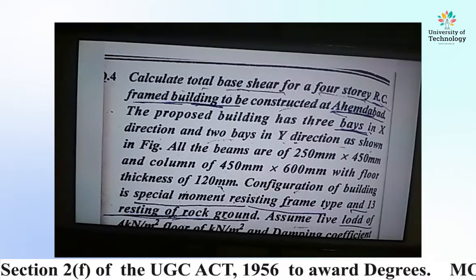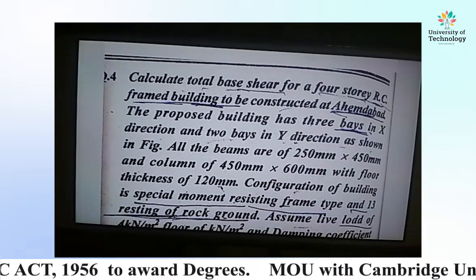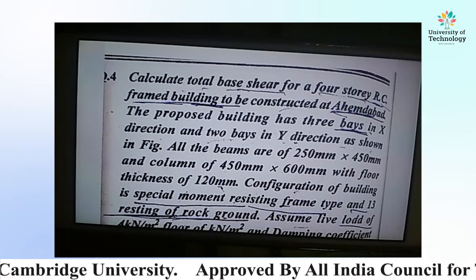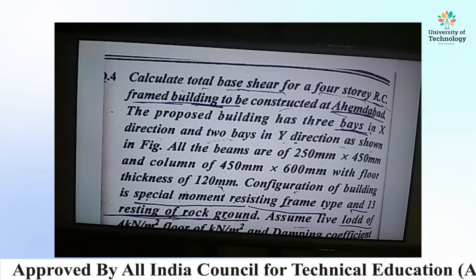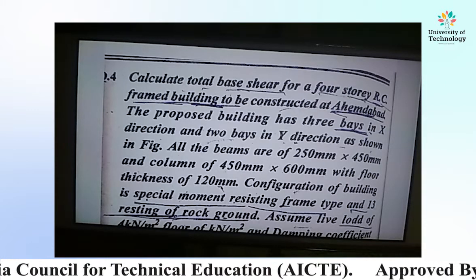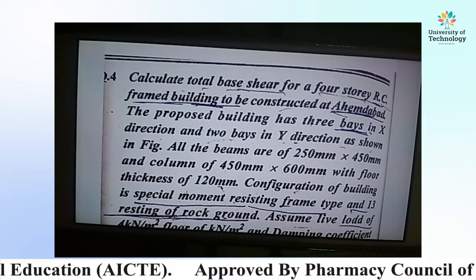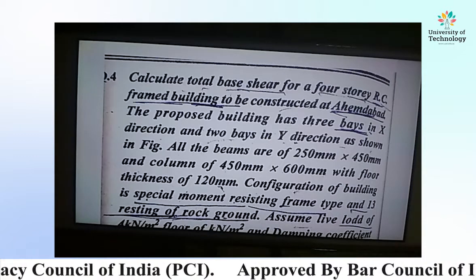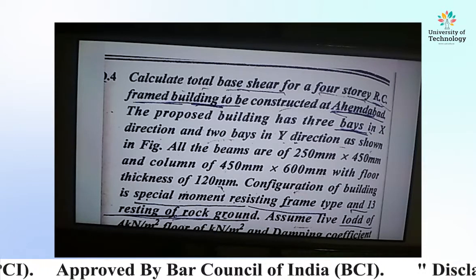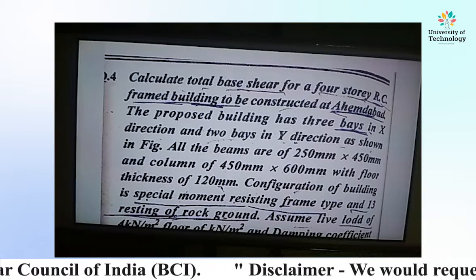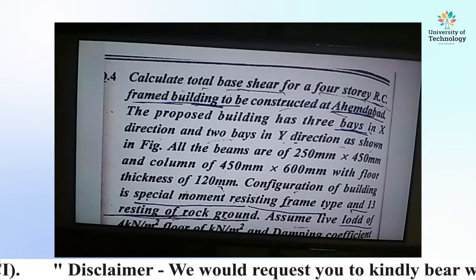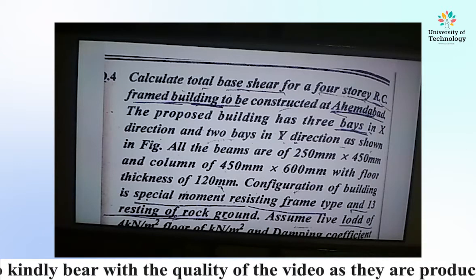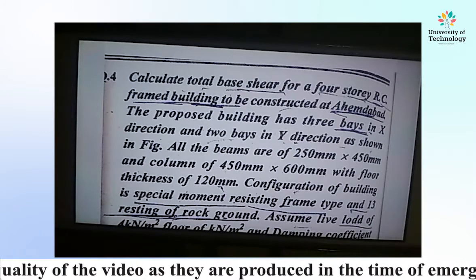The proposed building has 3 bays in the X direction, 3 bays meaning 3 parts, and 2 bays in the Y direction, meaning 2 parts, as shown in the figure. All the beams are of size 250 mm by 450 mm, the column size given is 450 by 600 mm, and the floor thickness is 120 mm, meaning 12 centimeter thickness.